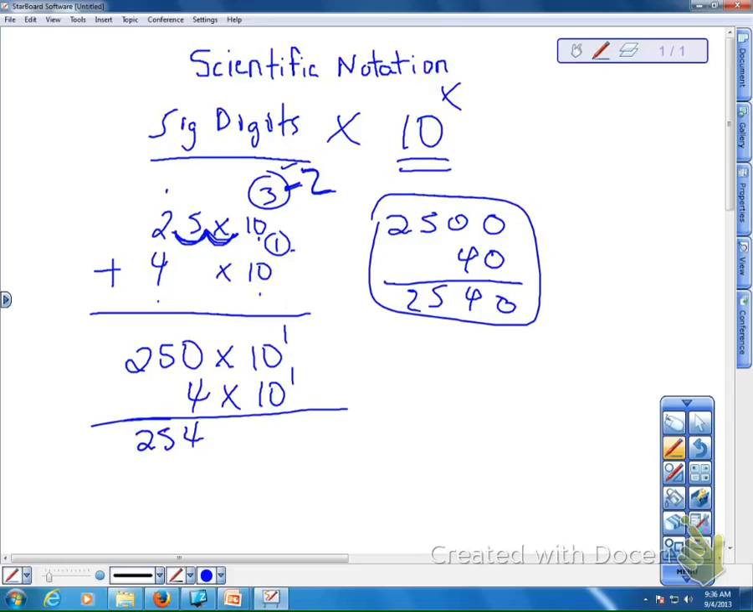254. Now we can just add 254 times 10 to the first. Put it in proper scientific notation. 1, 2. That's going left. So we have to add to the exponent. And our final answer is 2.54 times 10 to the third.